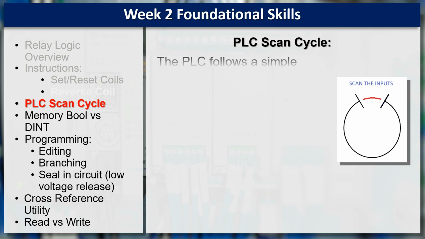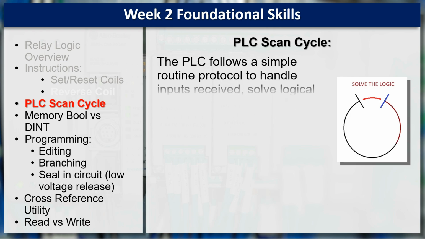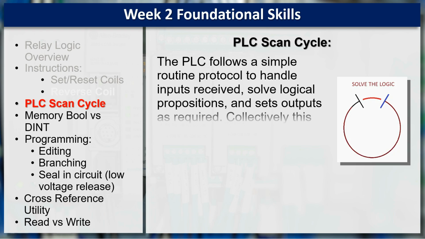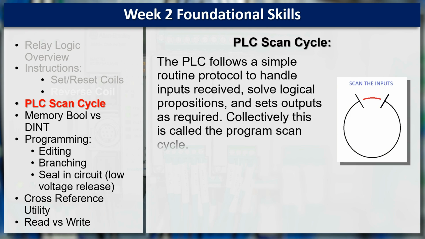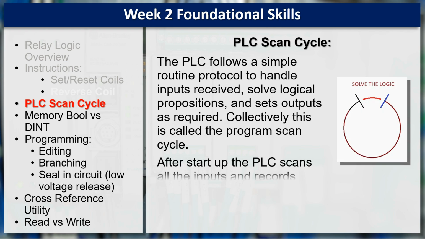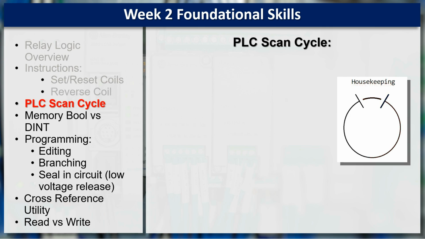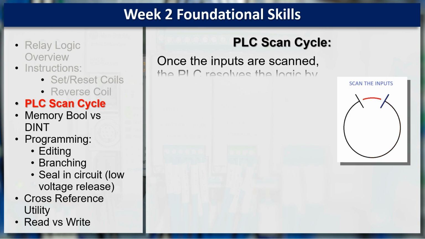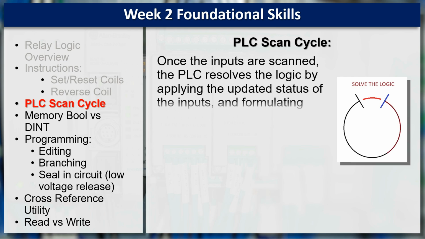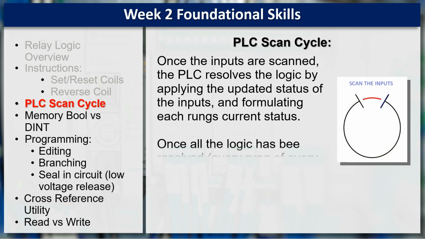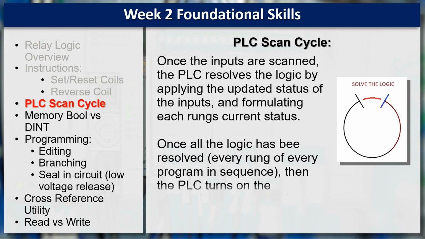The PLC follows a simple routine protocol to handle inputs received, solve logical propositions, and set the outputs as required. Collectively, this is called the program scan cycle. After startup, the PLC scans all the inputs and records them for comparison and logical resolution. Once the inputs are scanned, the PLC resolves the logic by applying the updated status of the inputs and formulating each rung's current status. Once all the logic has been resolved, every rung of every program in sequence, then the PLC turns on the appropriate output terminals.